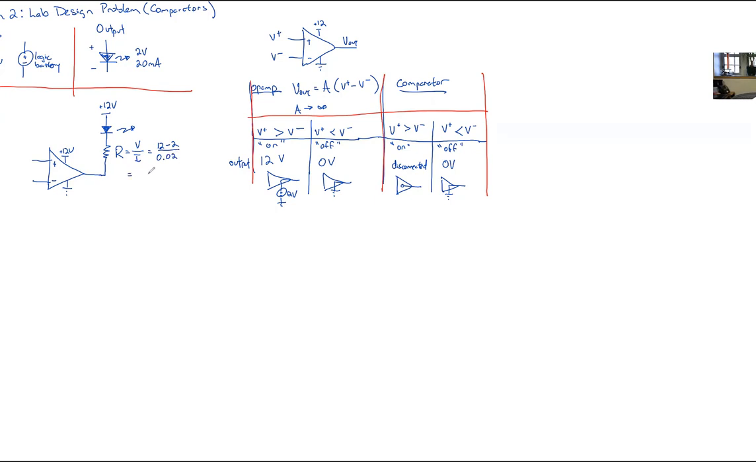So we can process that pretty easily. R is equal to 10 over 0.02. So that's going to be 500 ohms. That's the first part of our design. Next part is we have to worry about the inputs now that we've got the outputs figured out. So let's draw what these inputs look like.